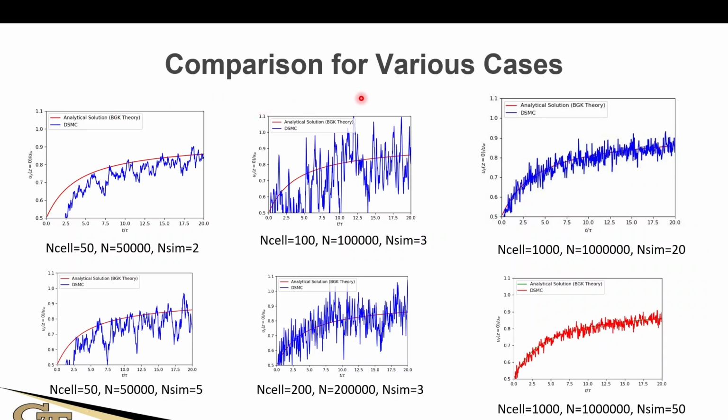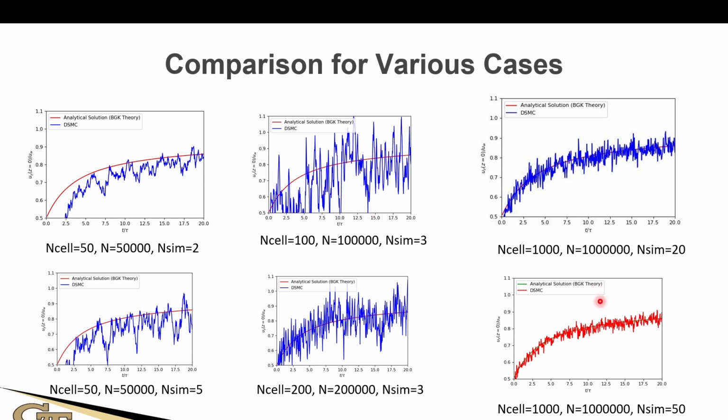And this is a comparison for various cases. When the number of cells is just 50, which is the lowest case, you can see it is in agreement with the analytical solution. However, it's a bit off due to the lower number of particles, but the points are matching the trend. As we increase the number of simulations, it tends to match the curve more, and as we increase the number of particles, it becomes extremely close to the analytical solution.